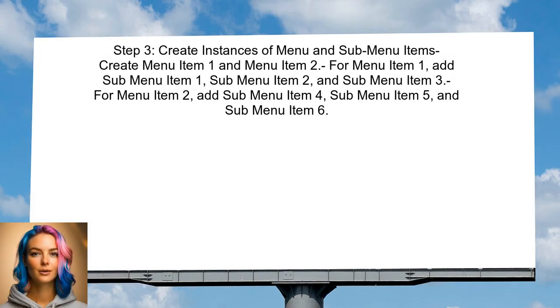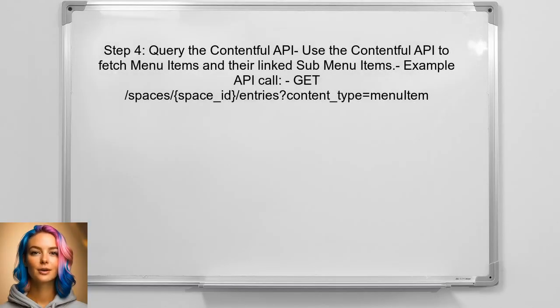Now the user can create instances of these content types. They should create a few menu items and submenu items, linking them appropriately to establish the hierarchy. To render the menu structure, the user should query the Contentful API. They can fetch the menu items and their linked submenu items in a single API call to minimize the number of requests.